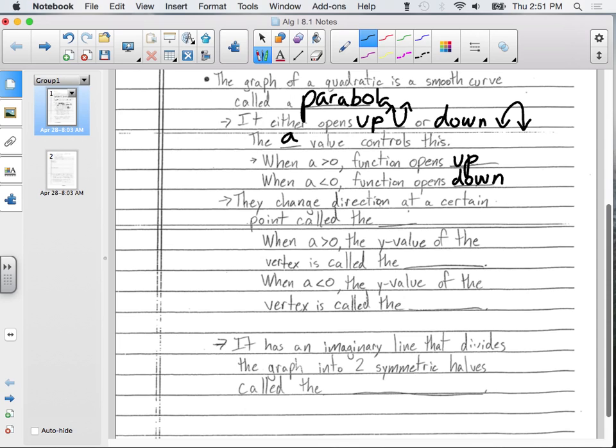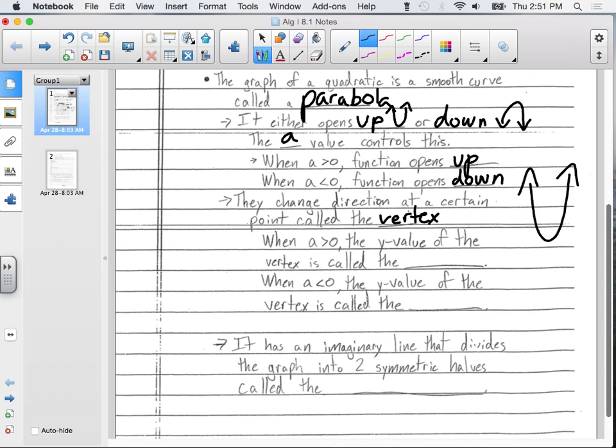All right, next one. They change direction at a certain point. So over here, there's one that opens up. So what can we say about that one's A value just right away? A would be positive for that one. So the point where they change direction has a special name called the vertex.